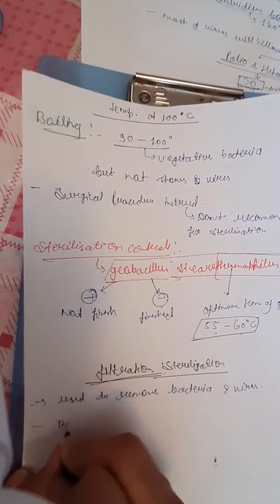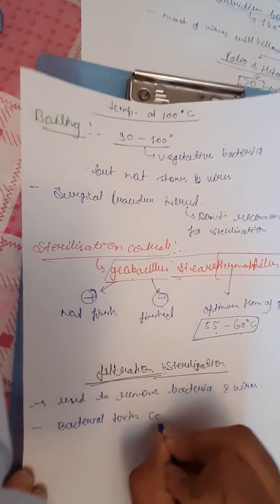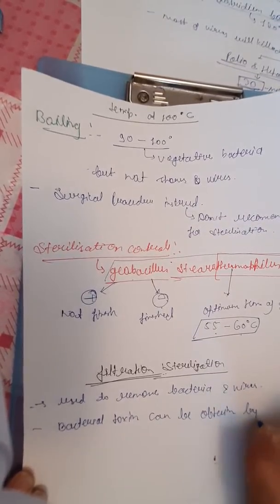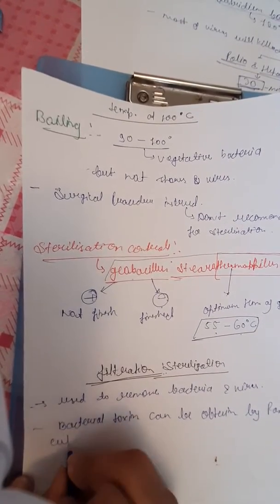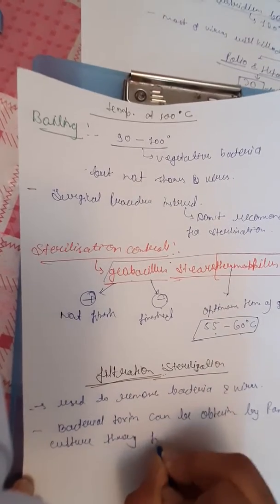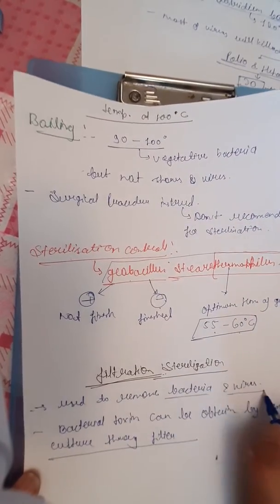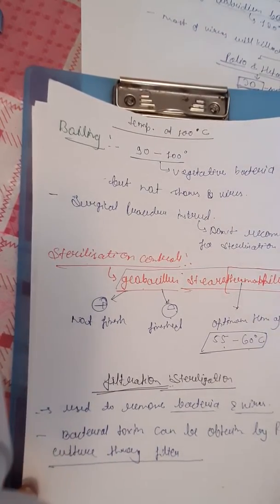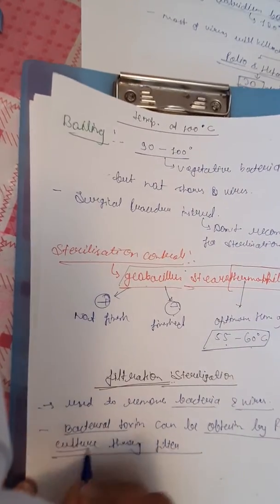So bacterial toxin can be obtained through the filter. We filter out the bacteria and viruses, but we can obtain the bacterial toxins there. Bacterial toxin can be obtained by passing the culture.